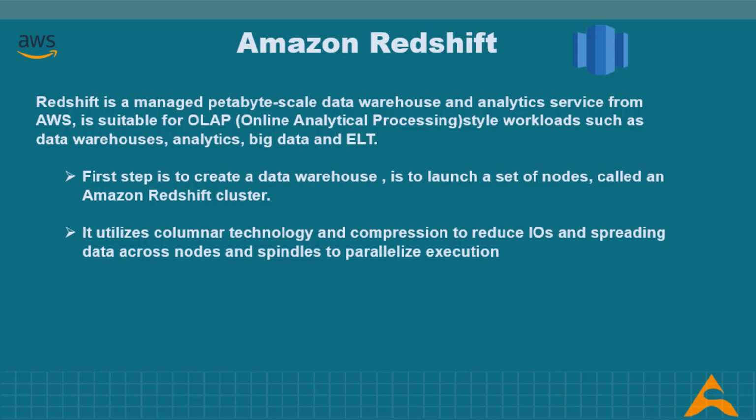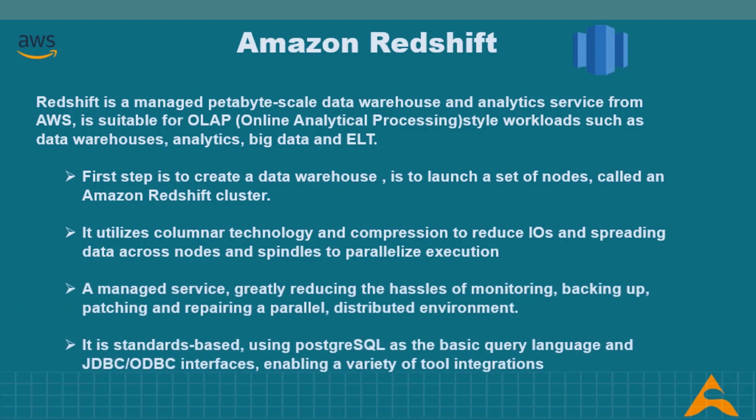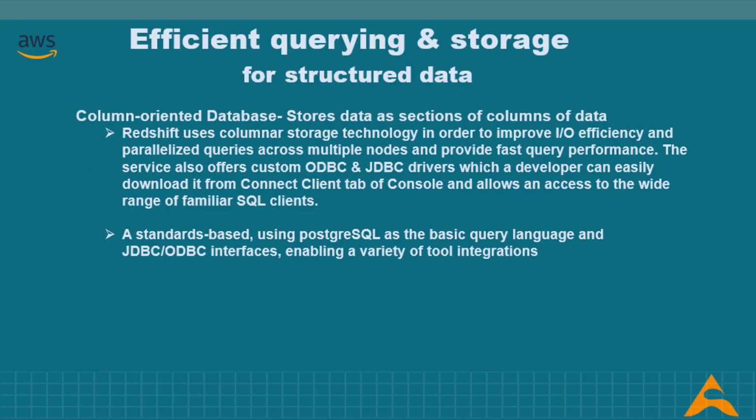Column-oriented DBMS stores data as sections of columns of data instead of as rows, as you would more often find in conventional RDBMSs. Column-oriented databases are particularly useful for data warehouses, analytics and big data applications as they resolve queries very quickly. Redshift uses columnar storage technology in order to improve input-output efficiency and parallelize queries across multiple nodes and provide fast query performance. The service also offers custom ODBC and JDBC drivers which a developer can easily download from the Connect Client tab of the console. It also allows you to access a wide range of familiar SQL clients.